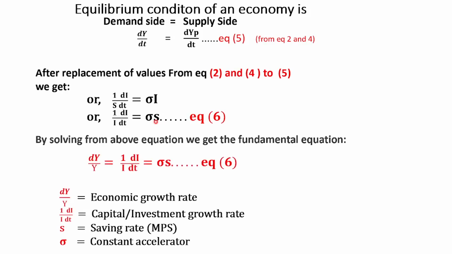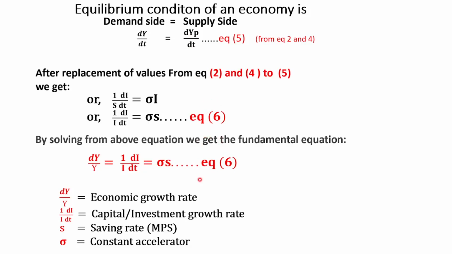Here dY/Y means economic growth rate: change in income by income means economic growth rate. Similarly, (1/I) dI/dt means change in investment, that means investment growth rate. And σ means accelerator and s means saving rate. So ultimately the economic growth rate depends upon the saving rate and the accelerator. This is a very technical equation. When you are asked to derive the fundamental equation of the Harrod-Domar model, you have to go through all these 6 stages or 6 equations.